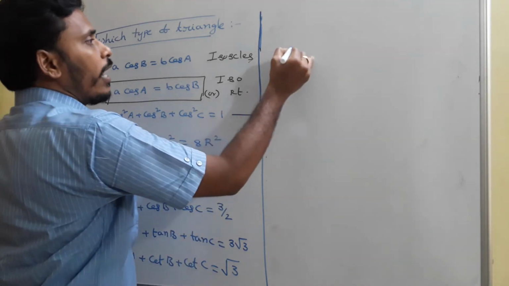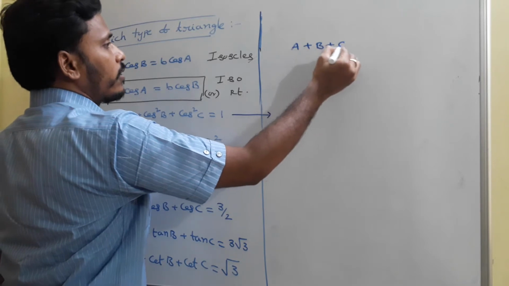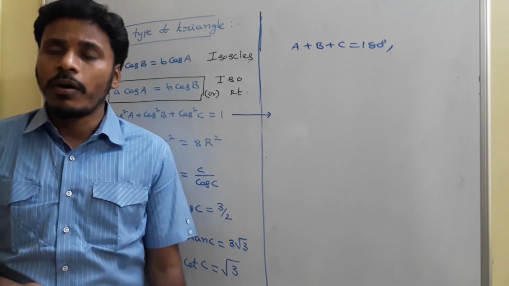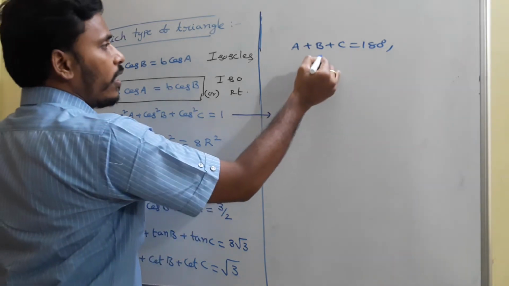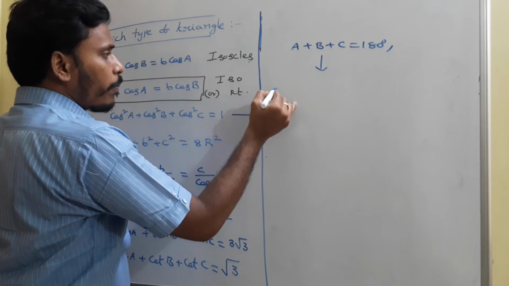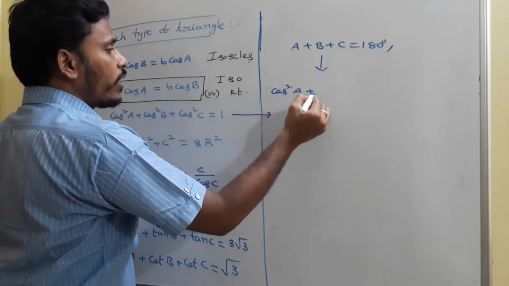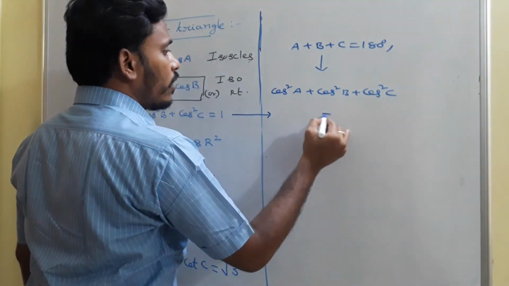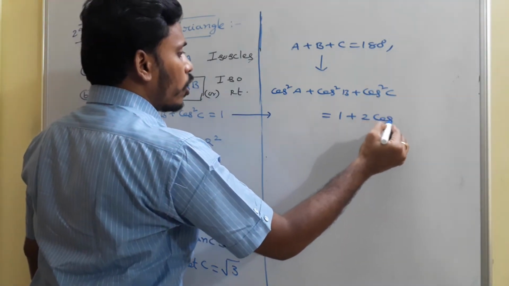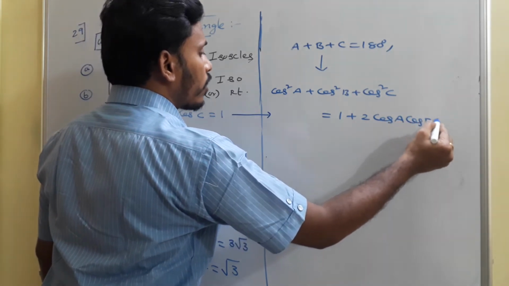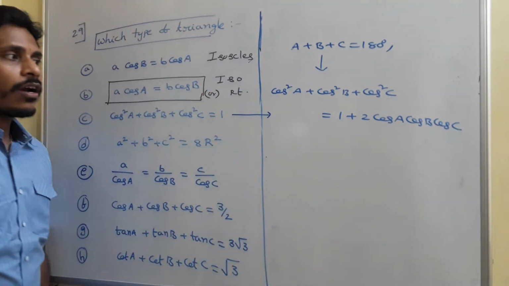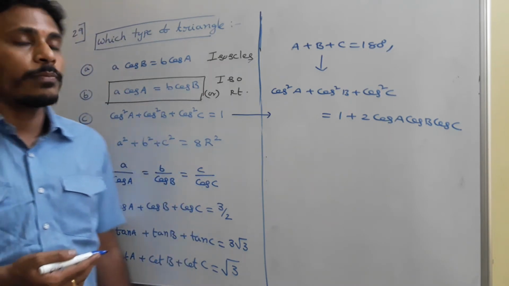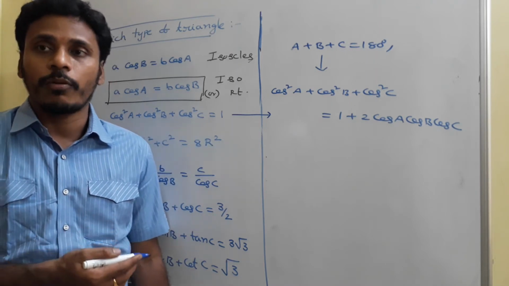Okay, so if a plus b plus c is equal to 180 degrees in a triangle, usually the sum of the angles is 180, so a plus b plus c is 180. In transformations we have a result. If a plus b plus c is 180, then it is very clear that cos square a plus cos square b plus cos square c is equal to 1 plus 2 cos a cos b cos c. Just have a look at this. Cos square a plus cos square b plus cos square c is equal to 1 plus 2 cos a cos b cos c is a result from trigonometric transformations.